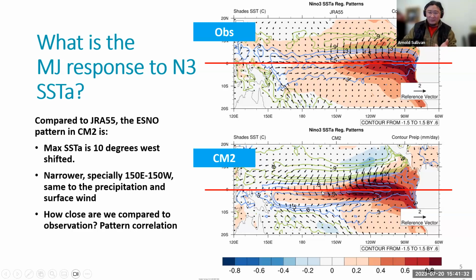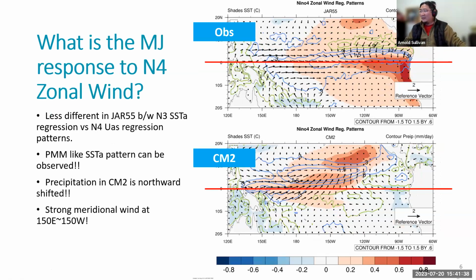But when we move to the next slide, when you move away from Niño 3 to the Niño 4 region, you can see, again, the shading is SST and the contour is the precipitation. In the observation, the SST is still confined, and everything is confined along the equator. The wind is also pretty wide along the equator.